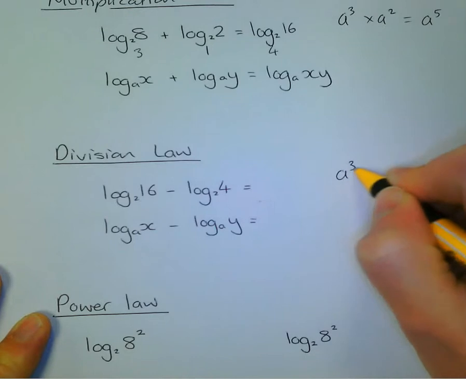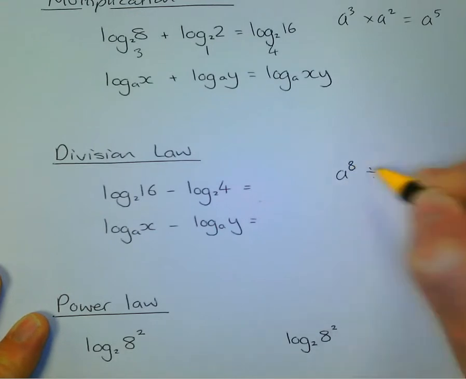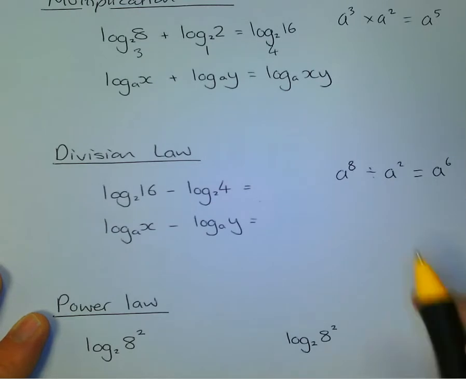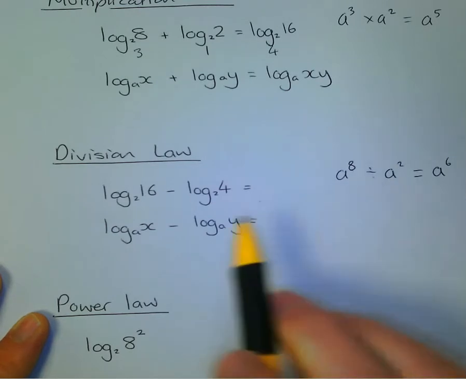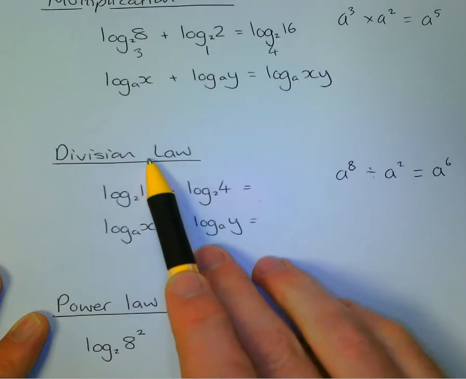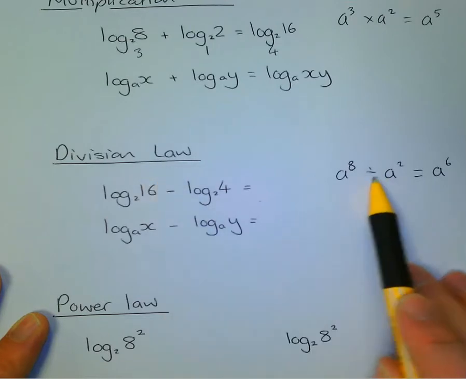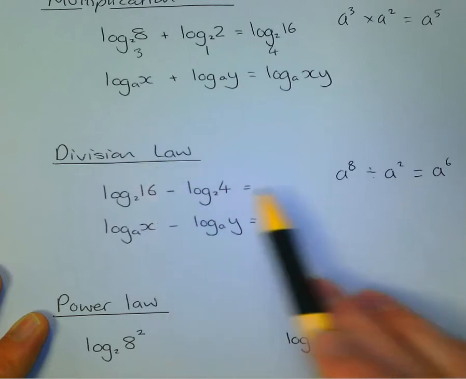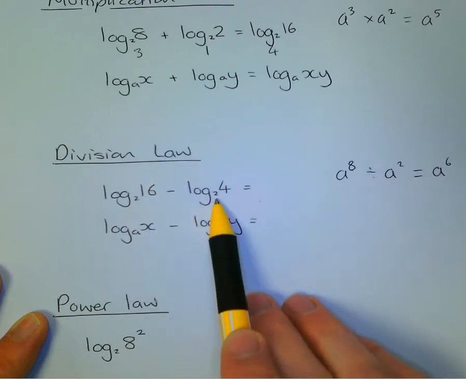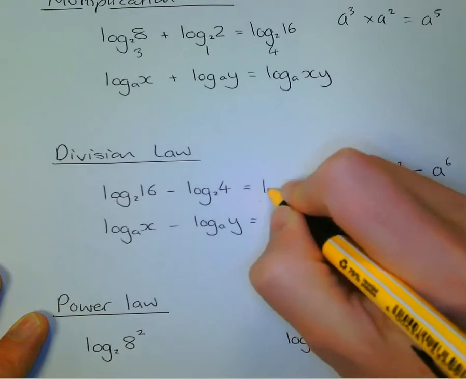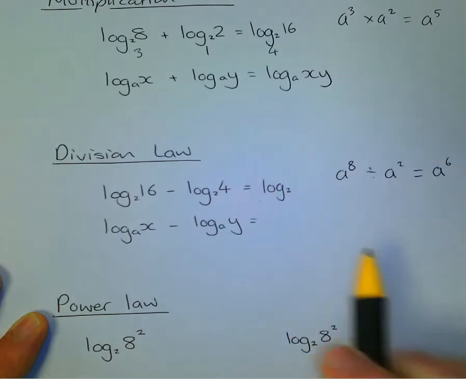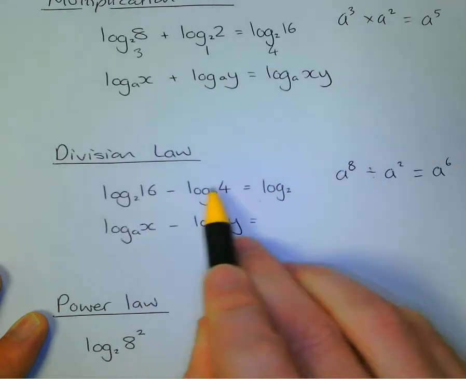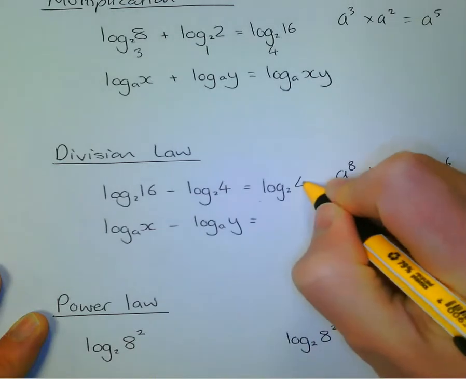So let's use the same example as before. Actually, let's just change that slightly. So here we would say, well, that's a to the 6. We can subtract the powers. But we're not given the division, we're given the subtraction, but we need to know that's the division law. Division and subtraction went together before, they do now. The base values were the same, so our base values are going to be the same. So we're going to say log base 2, but this time we're dividing, so 16 divided by 4 is 4.